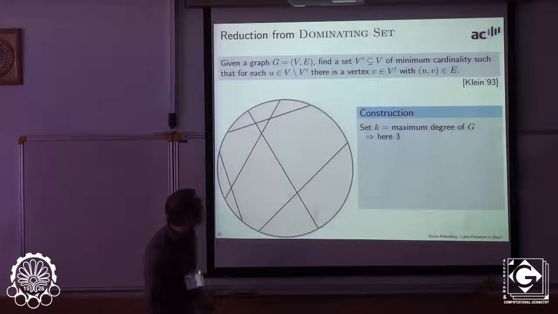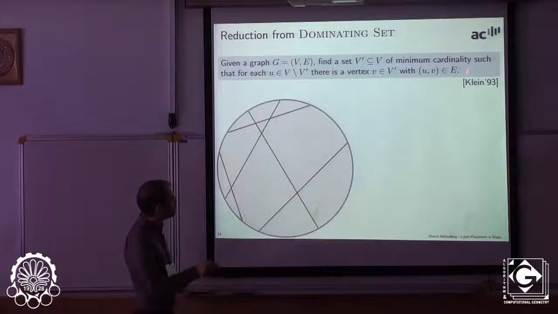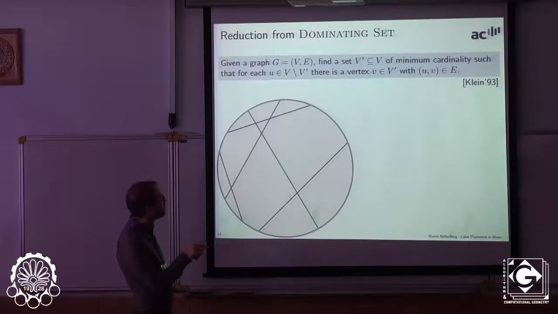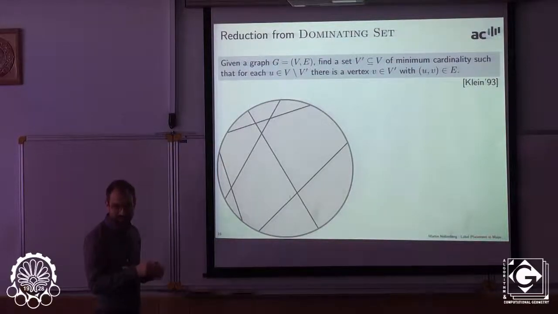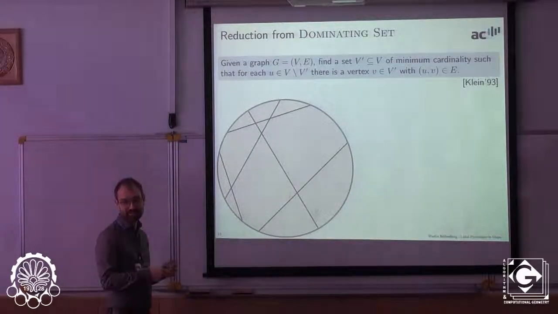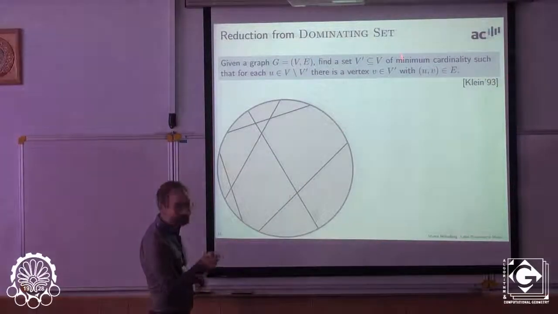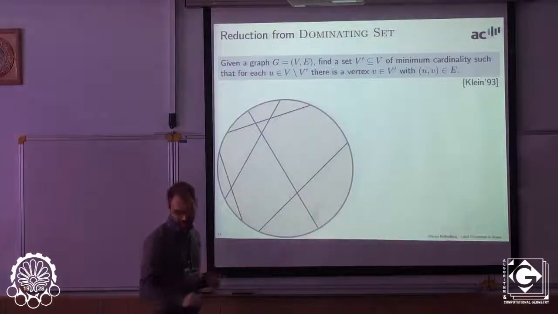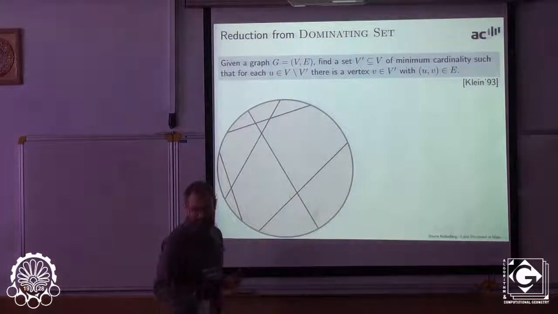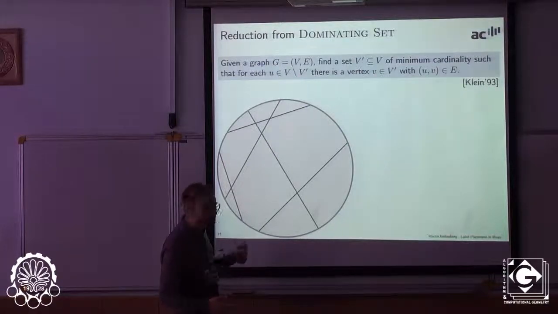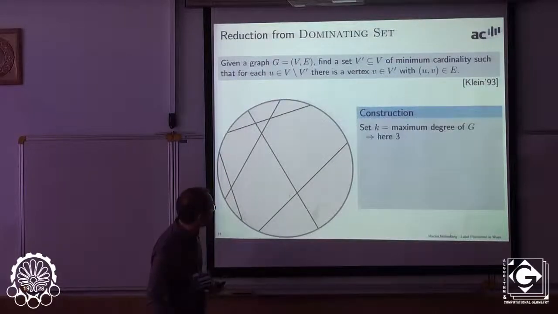First of all, what is known from Klein 93 is that if you're given a graph G, we want to find a dominating set. This is a subset of vertices with minimum cardinality, so that every vertex that is not in the dominating set is a neighbor of a node in the dominating set. And we know from Klein that this problem is NP-hard on circle graphs. So we can use the circle graph as the input here and do our reduction with the same circle graph. That makes the reduction very easy.